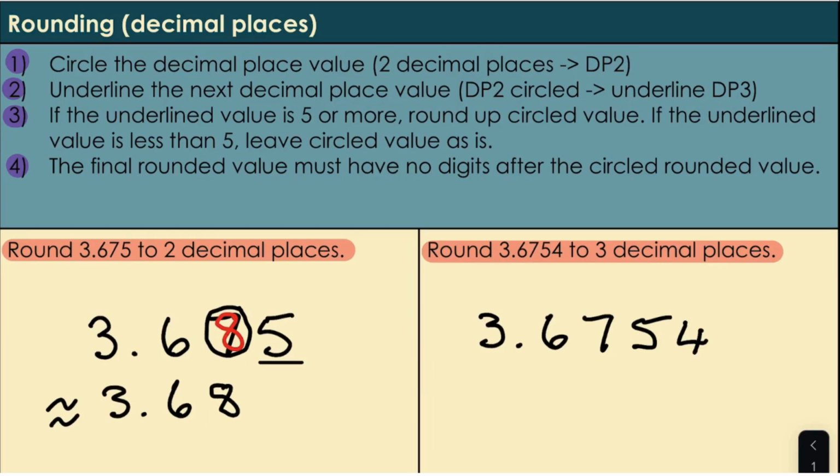Next example, we circle the third decimal place value. We underline the next value. That value is 4, which is less than 5, so we do not round up, we round down. The 5 stays as 5, we round down.